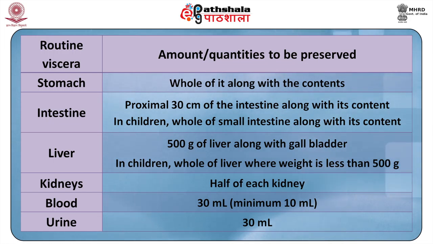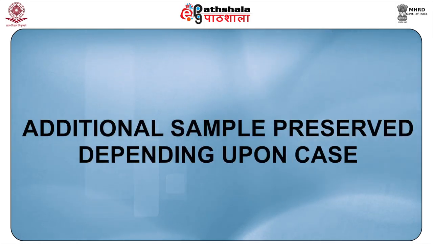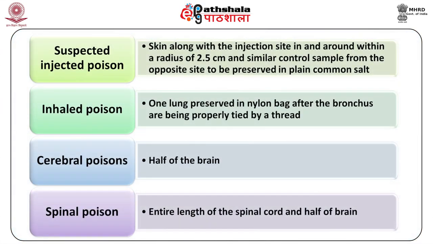30 ml of blood should be preserved. A minimum of 10 ml is of course required. And urine, 30 ml of urine is required. Then additional samples are preserved depending upon the case. Like in cases of suspected injected poison, the skin along with the injection site, in and around within a radius of 2.5 cm, and a similar control sample from the opposite site is to be preserved in plain common salt.